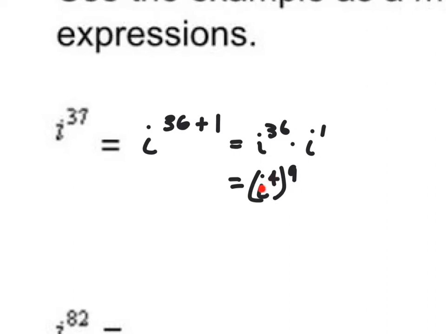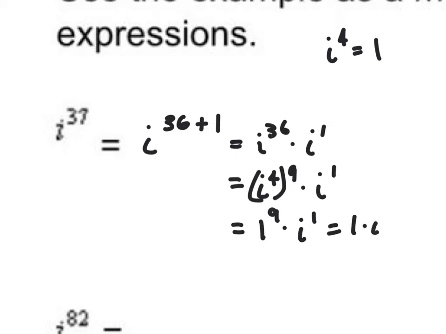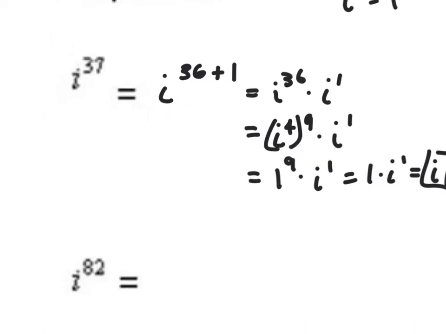The trick is to figure out some multiple of 4 and get it down to i to the fourth, because I know that i to the fourth is equal to 1, and then times just i to the first. So if I take i to the fourth, that's just 1 to the 9th power times i to the first. 1 to the 9th power is just 1, times i to the first, and i to the first is just i. So i to the 37th power is simply equal to i. Okay, now we've got a trickier one.